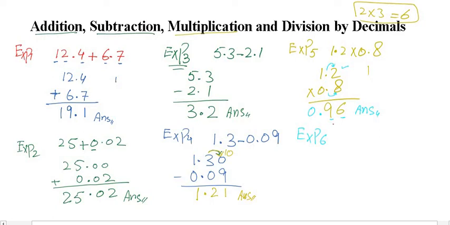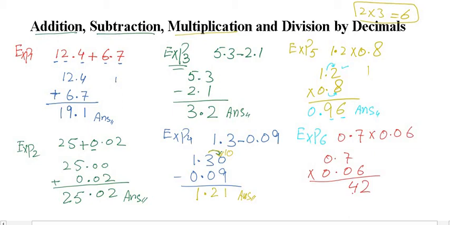If we are given the number 0.7 times 0.06, then 0.7, 0.06. Again, as I said, ignore the decimal and just consider those as whole numbers. So 6 times 7 gives you 42.